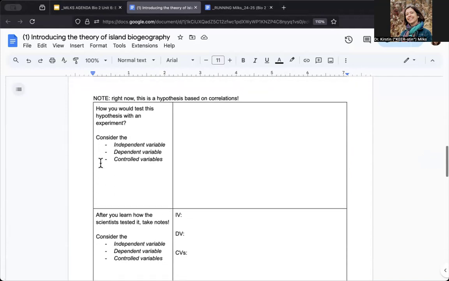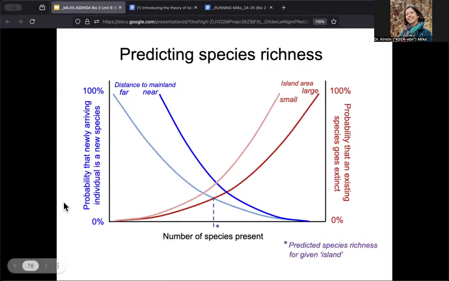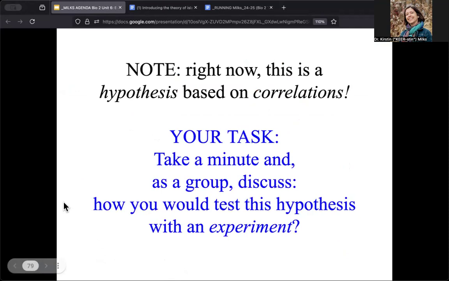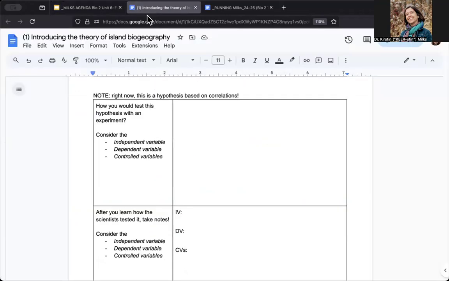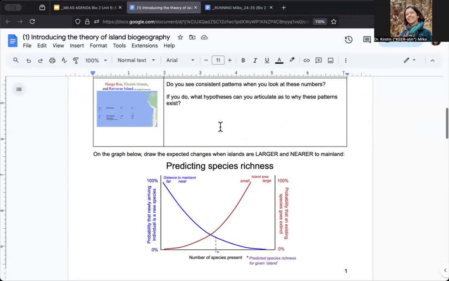All right, and then flip the page because right now, this is a hypothesis that's based just on correlations. So what we're going to think about together is how would you test this hypothesis with an experiment? This idea that species richness goes up when it's nearer to the mainland, and it goes up when islands are larger. The intersection of this line will go bigger.